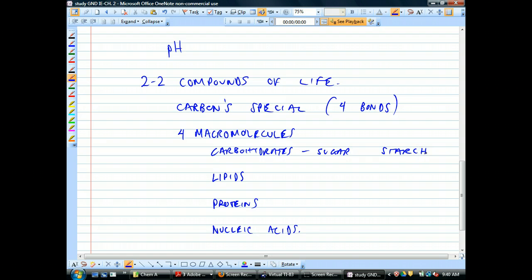And the other important terms here in this section are monomer and polymer, right? And this is actually an example right here. Starch is a polymer, where sugar is the monomer. The monomer is the pieces of the polymer. And then under lipids, these are fats and oils. Proteins are made of amino acids, right?